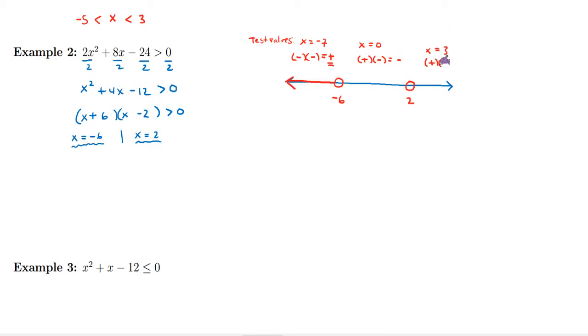Okay, so sorry to go on a little tangent there, but plugging in 3, 3 plus 6 is 9. 3 minus 2 is positive. Plus times plus is plus, and we're looking for positive, so that's greater than 0, so this is going to be included. So that's our graphical version of the region.